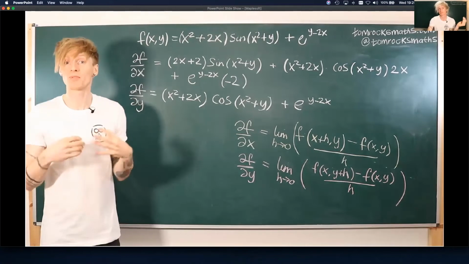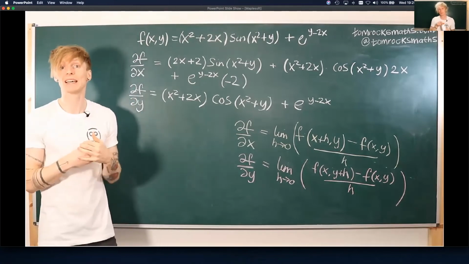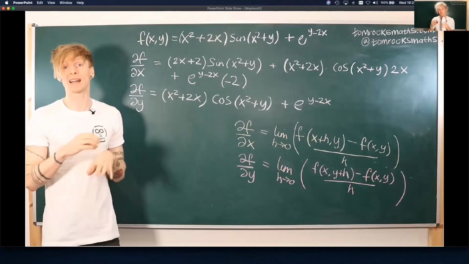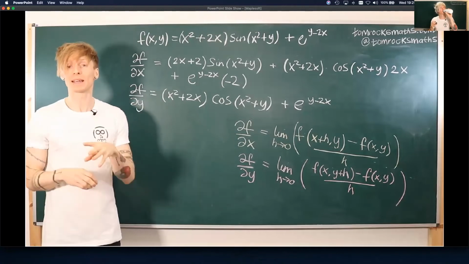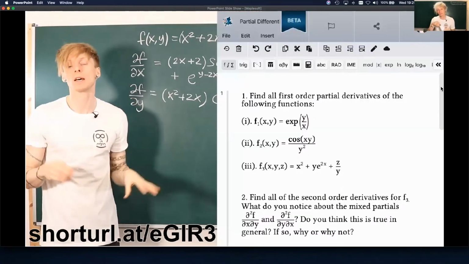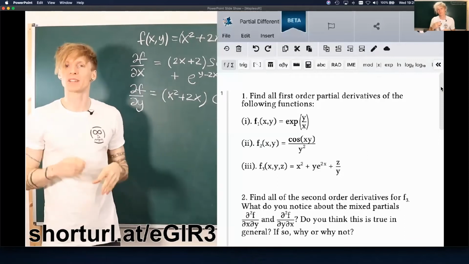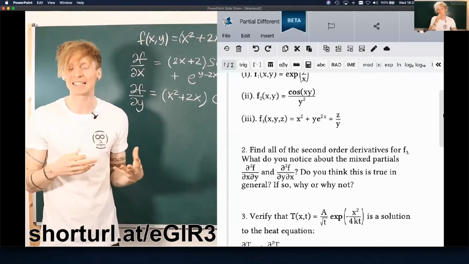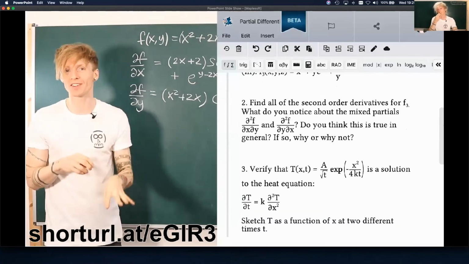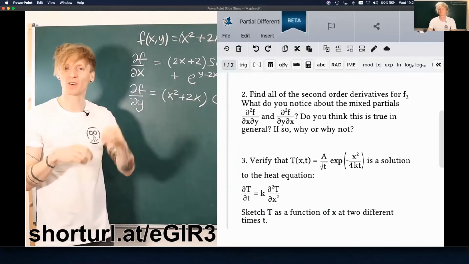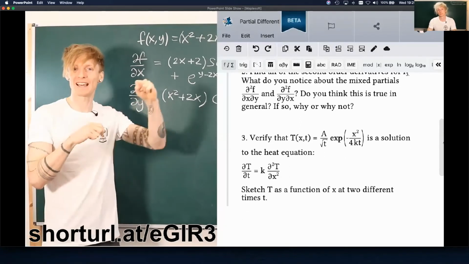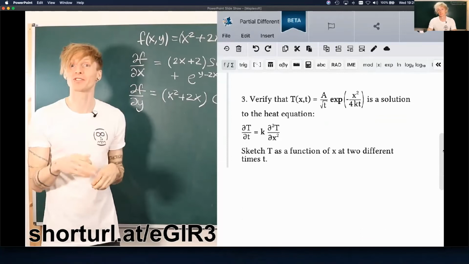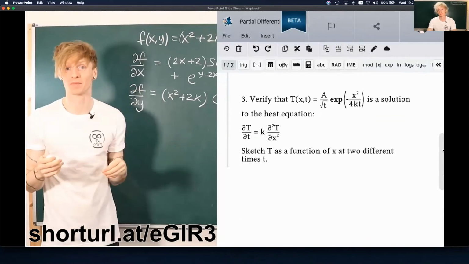If you want some more practice with partial differentiation, I've set up a worksheet in Maple Learn, which you can access completely for free by clicking the link on screen. So there are plenty of questions for you to have a go at, plenty of partial derivatives for you to calculate, and remember, you can always check your answers by entering the function in the Maple Calculator app, as this will automatically calculate those partial derivatives for you.